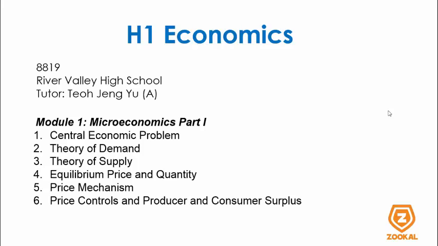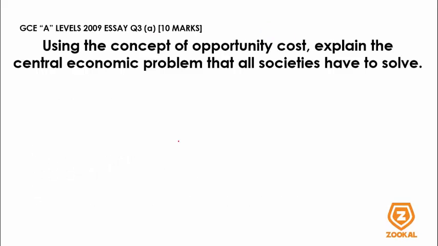For the first module, I'm going to look into Microeconomics Part 1 and I will split it up into 6 different parts, which is the central economic problem, the theory of demand, the theory of supply, equilibrium price and quantity, price mechanism, and last but not least, price controls and producer and consumer surplus. For this video, we will focus on the very first part, which is the central economic problem. And I'm going to use a past year question to help you understand this chapter.